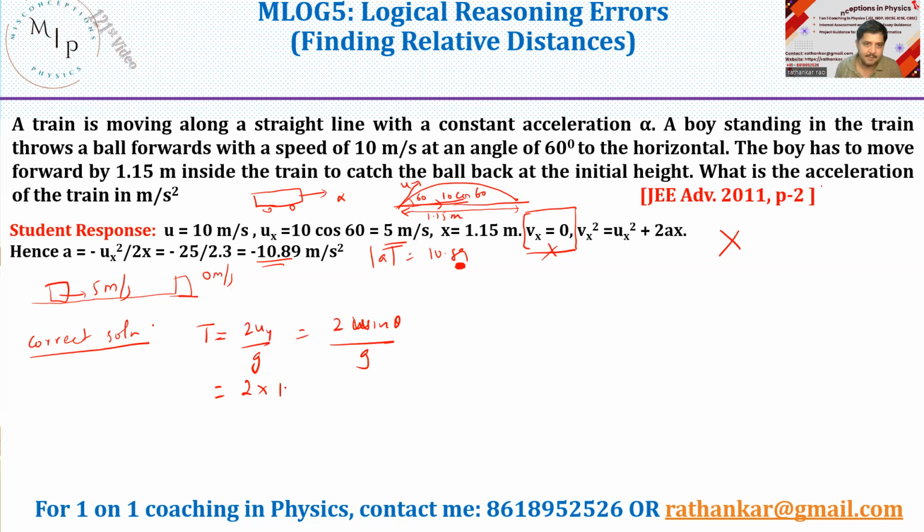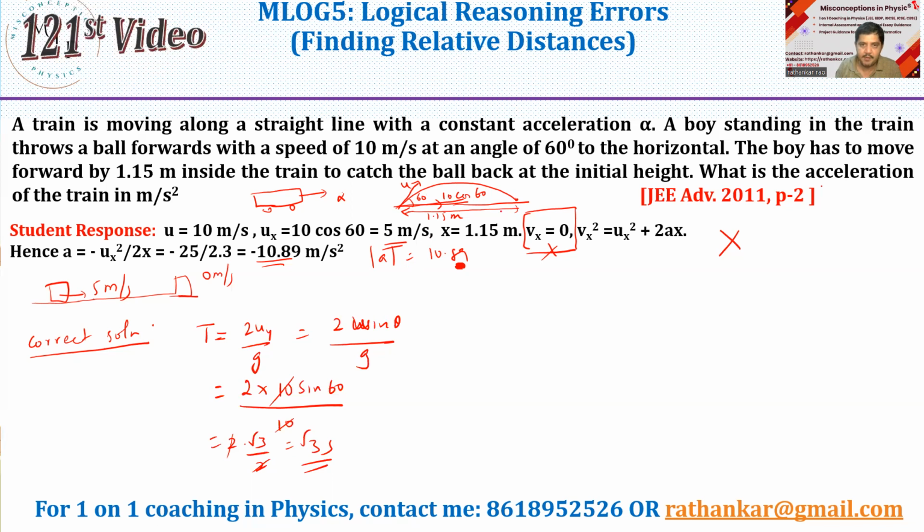U is 10 sin 30, sorry, sin 60. Let me take g also as 10. So this goes away. So it should be 2 into root 3 by 2, which is equal to root 3 seconds. The time taken by the ball, to start from here and to reach here, in a moving train, is seen to be root 3 seconds.